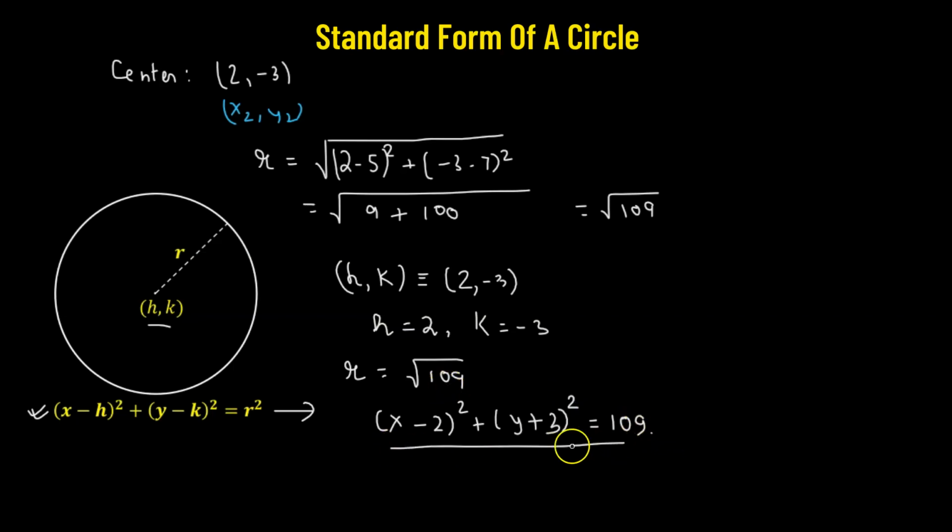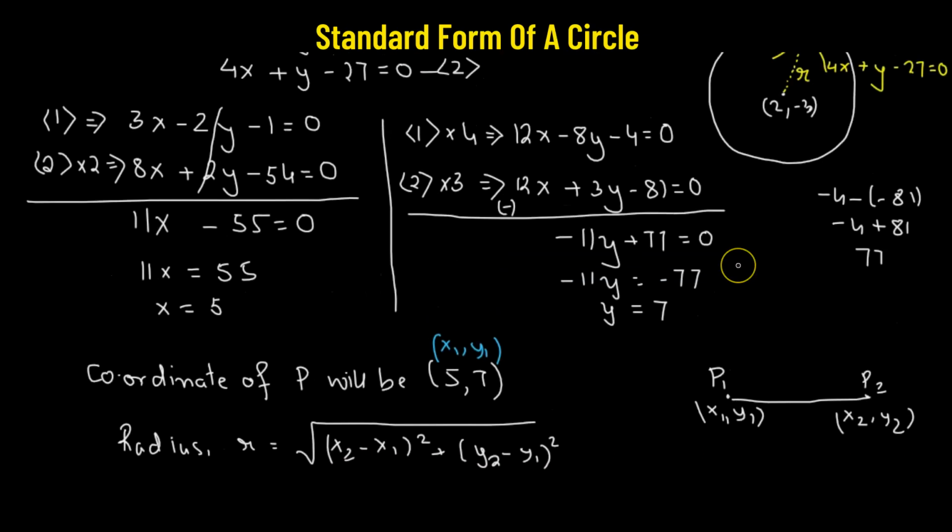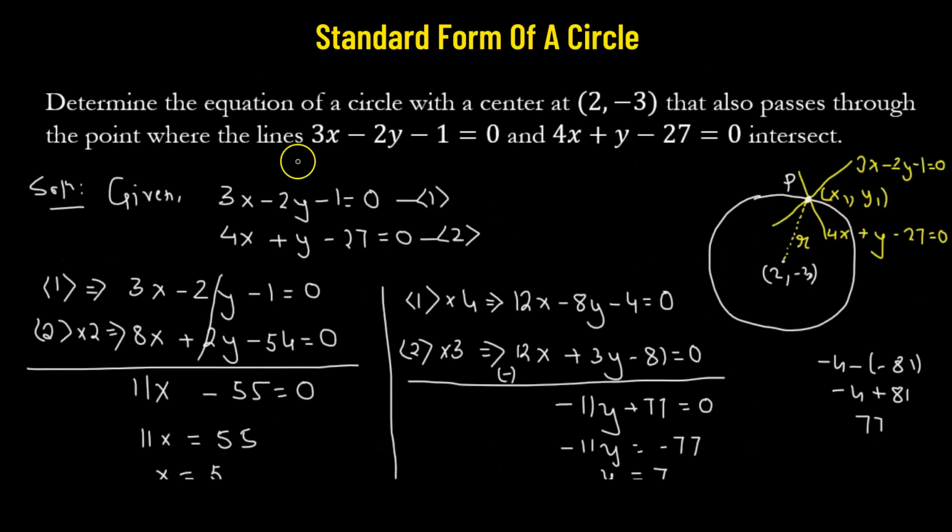So this is the standard equation of the circle, which has a center 2, negative 3, and it passes through the point, and this particular point is the intersection point of these two lines.